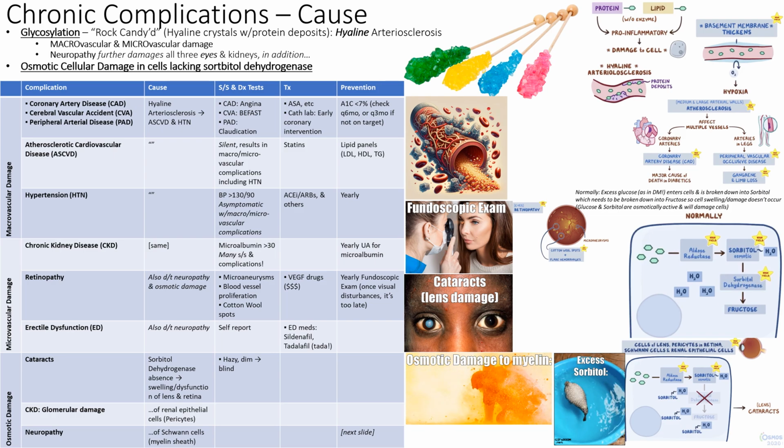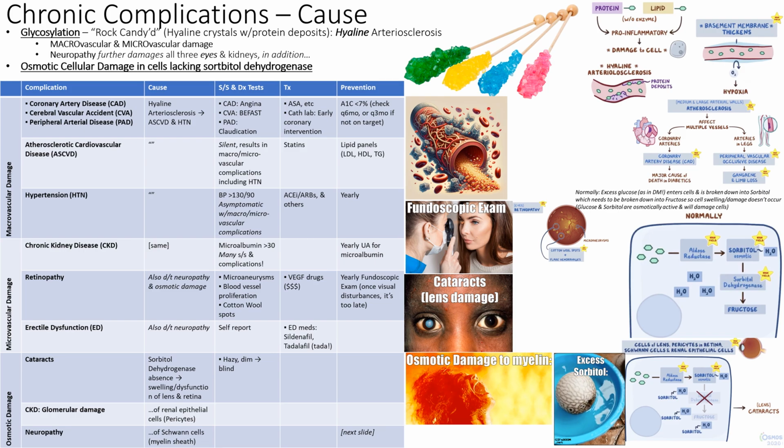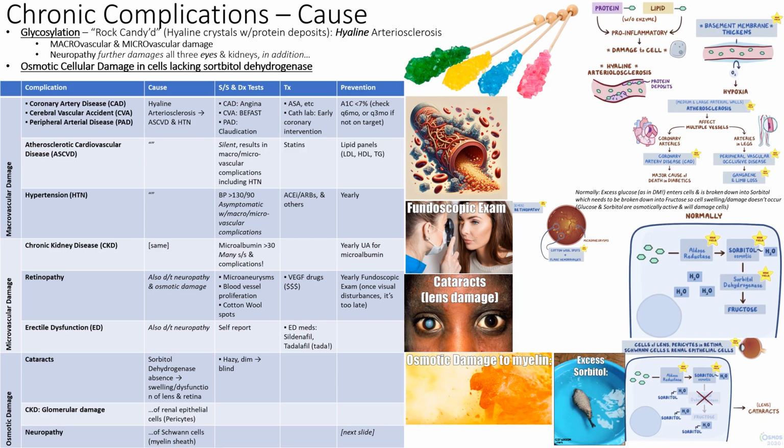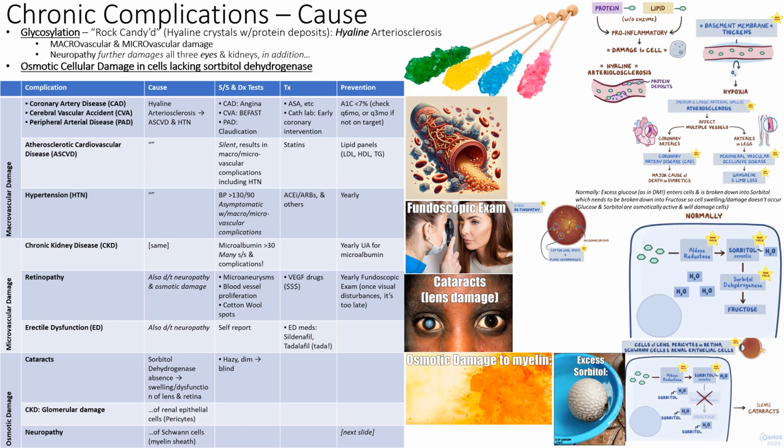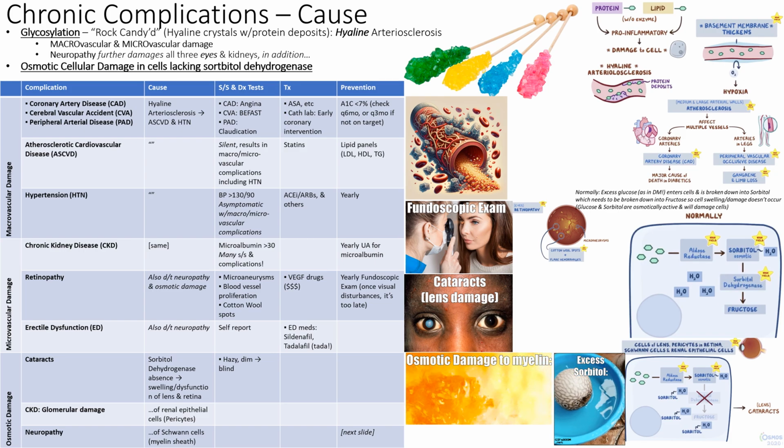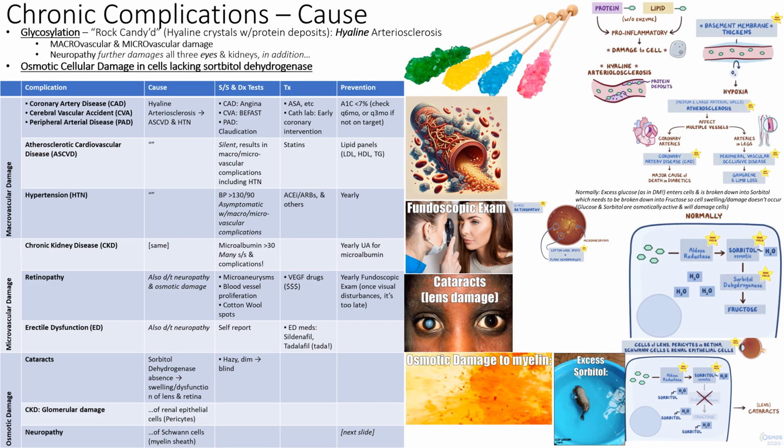All right. So chronic complications, why do these result? They result from glycosylation. What is glycosylation? That is rock candy, right? So rock candy is crystallizing across all the vessels. It's crystallizing across all the nerves, right? And that's causing nerve damage, or neuropathy. It's also causing the vascular damage or vasculopathies, right?